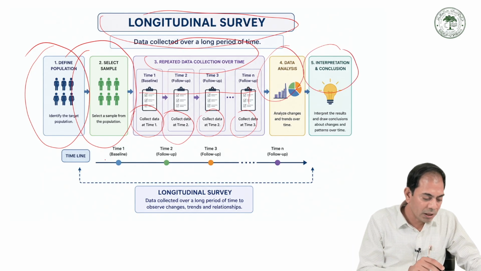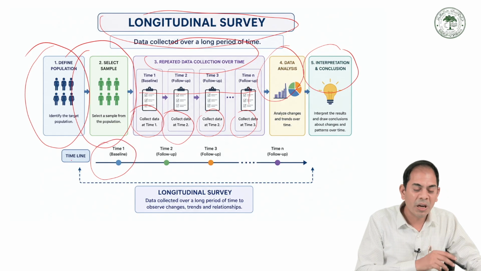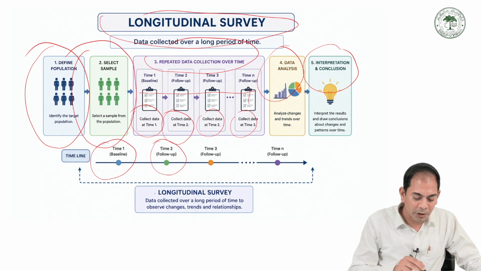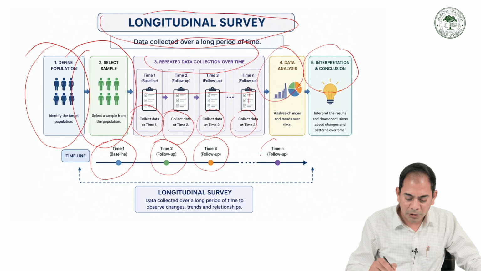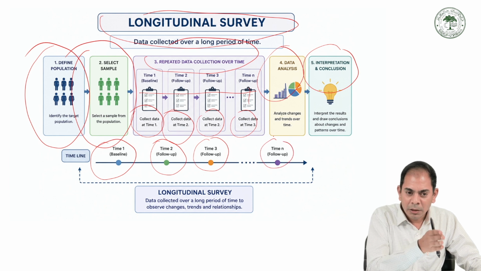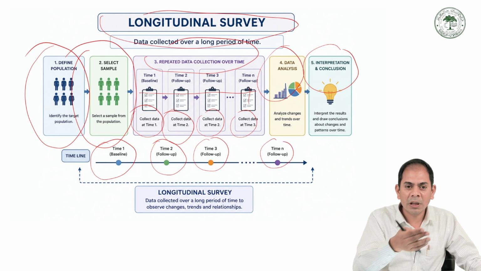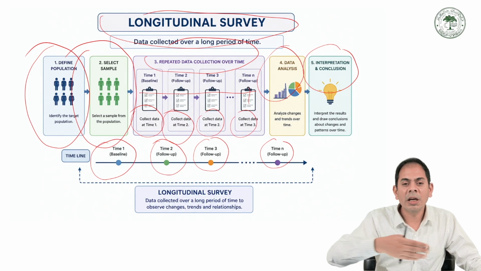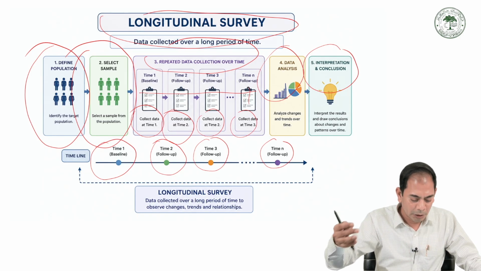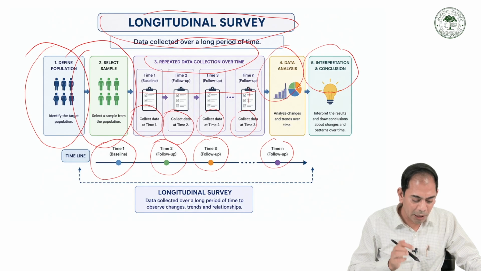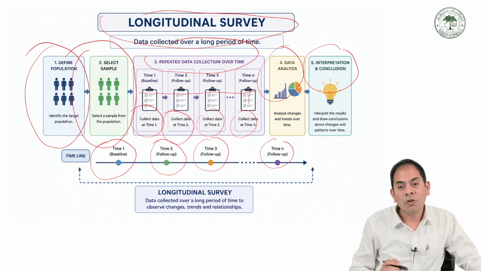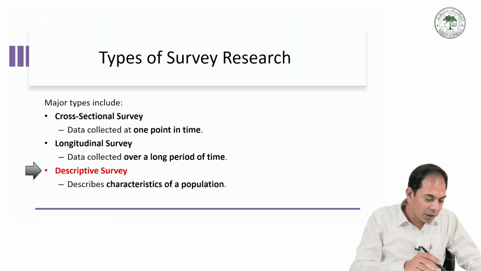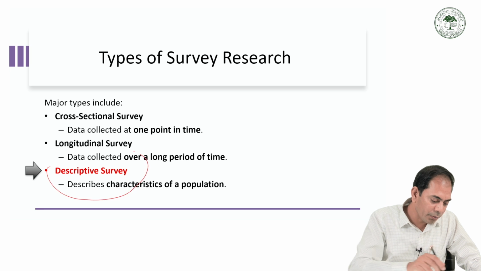It means we collect the data along a timeline: baseline, then first follow-up, second follow-up, third follow-up. For example, we collect the baseline data, after the training of 6 months we collect data again, after another 6 months once again, and after another 6 months once again. It means in 18 months we collect data 4 times. That is the important thing in the longitudinal study: data collected over a long period of time to observe changes, trends and relationships.